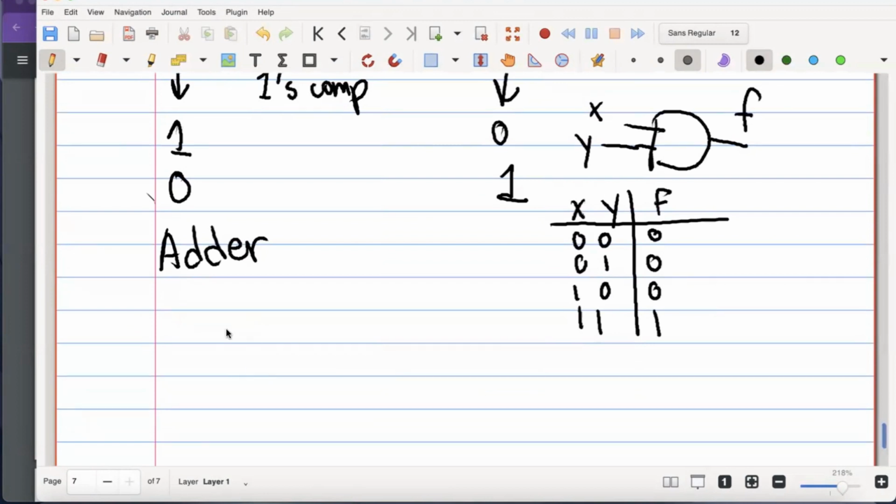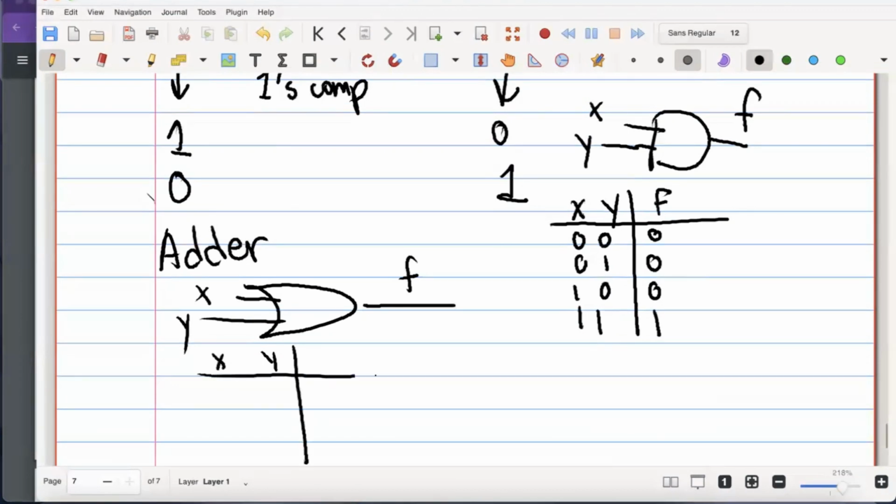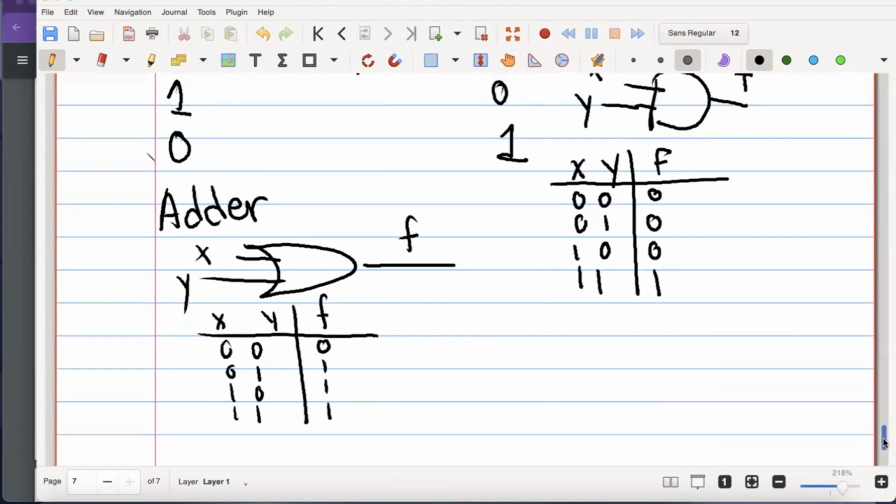Now let's say we have an OR gate. Again, it's f. Fed into it is x and y. You have x, you have y, you have f. You have 0, 0, 0, 1, 1, 0, 1, 1, and f is 0, 1, 1, 1. F is activated when either X or Y is activated.